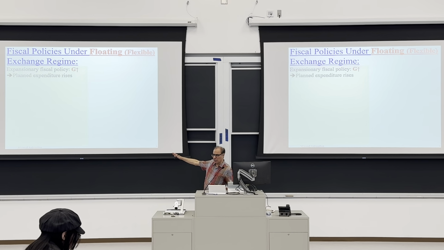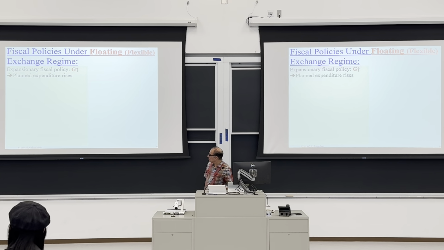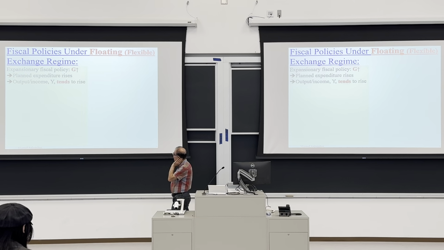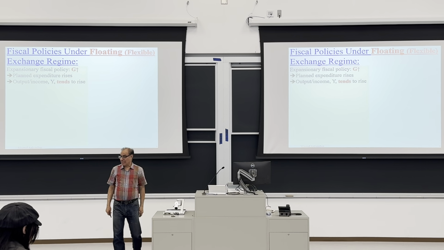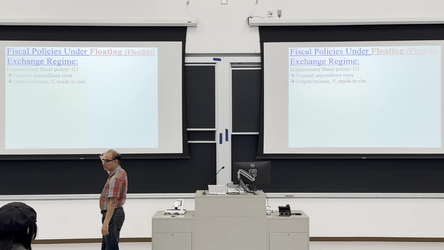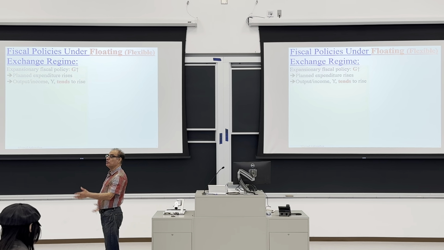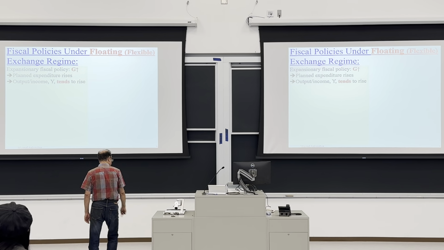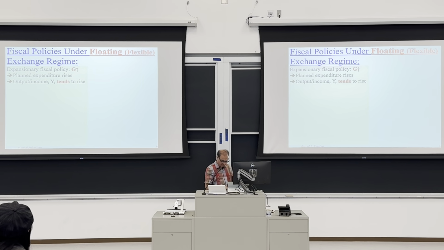so G goes up. So planned expenditure rises. So output rises, but I wrote "tends to rise" because at the end you will see it will be offset by something else. So output tends to rise. So people need more money. When income goes up, demand for money goes up. So when demand for money goes up, people start selling bonds.